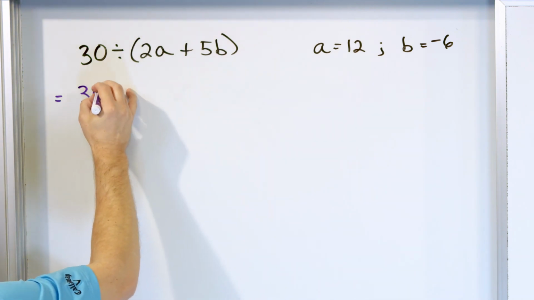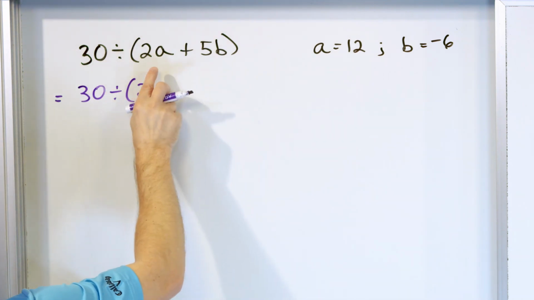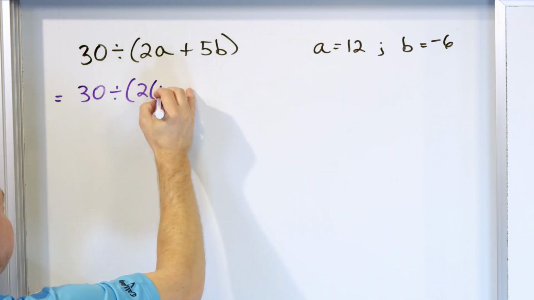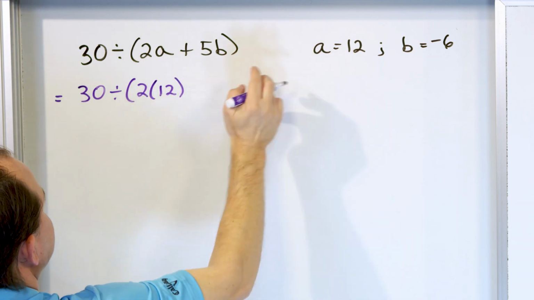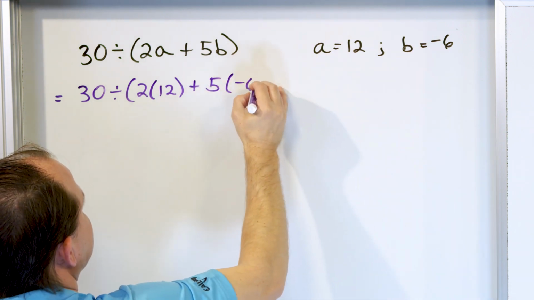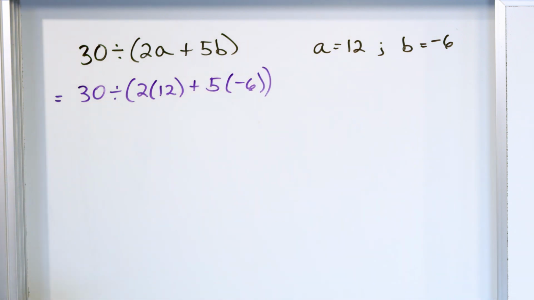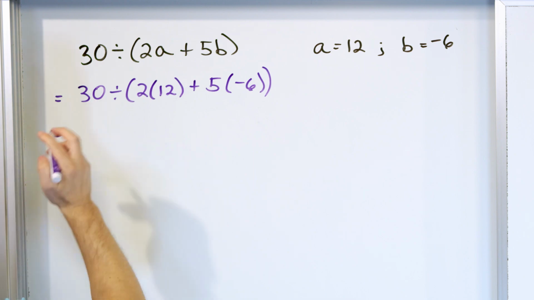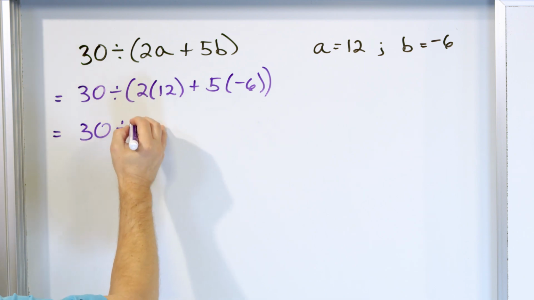Here we have 30 divided by, this is 2 times a, so I'm going to put 2 times 12 here, and then plus 5 times b. b is negative 6, so I'll put a negative 6 right here, and I'll close the outer parentheses. So on the inside of here, I have to do what's inside.